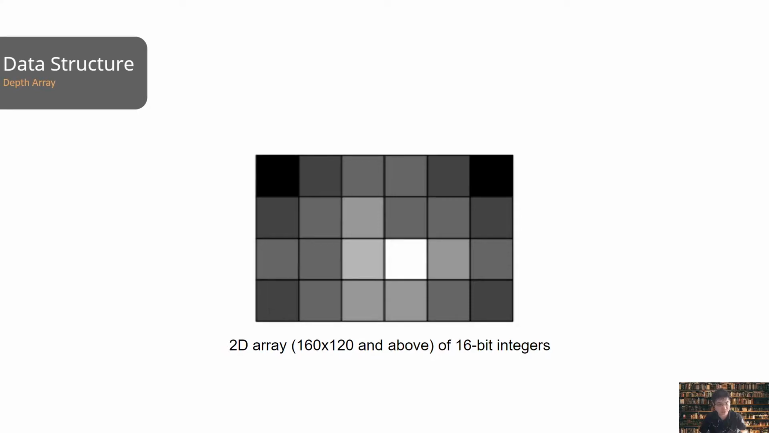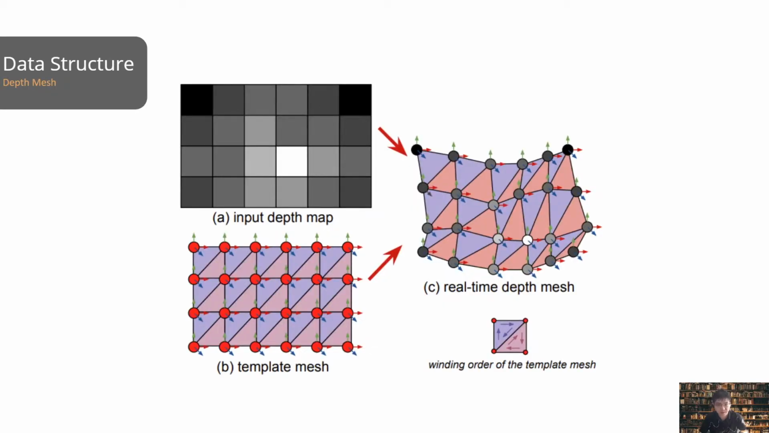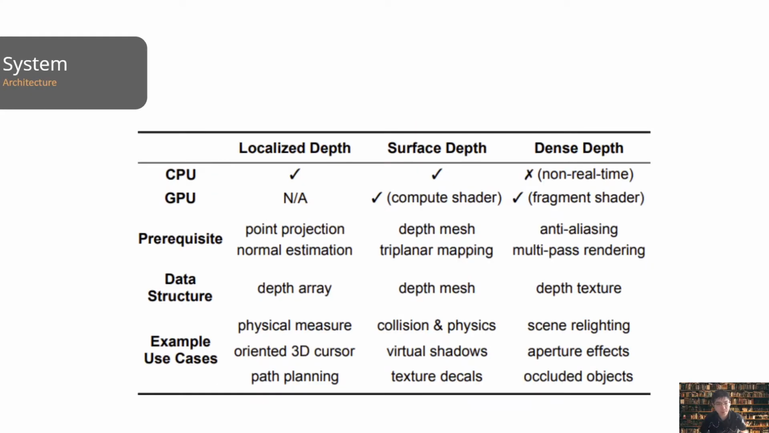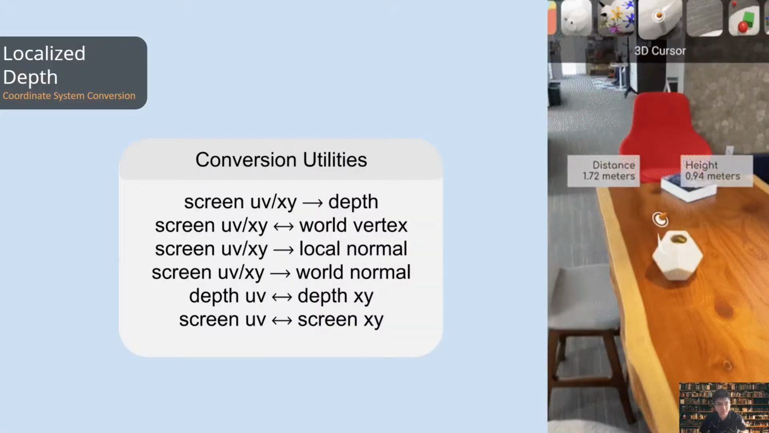First, depth array, which stores depth in a 2D array of 16-bit integers on the CPU. Second, depth mesh, a real-time triangulated mesh generated from depth map in real time. Third, depth texture, a GPU texture decoded from the depth array. Based on the data structures, we classify DepthLab components into 3 categories: localized depths, surface depths, and dense depths.